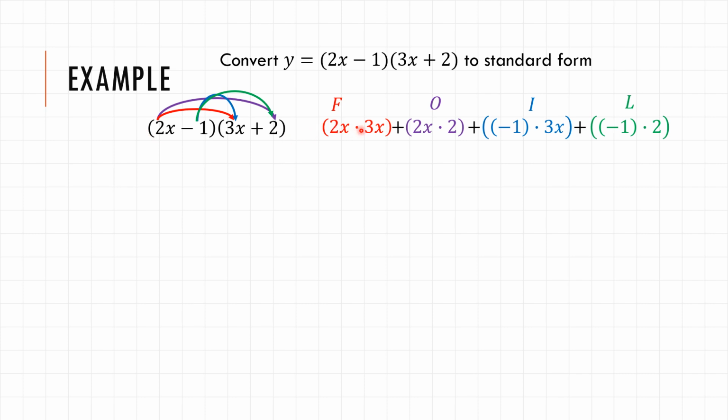2 times x times 3 times x: 2 times 3 is 6, and x times x is x squared. 2 times x times 2: 2 times 2 is 4, times x is just 4x. Negative 1 times 3x is negative 3x, and negative 1 times 2 is negative 2. Notice that these two terms are like terms. 4x minus 3x is x. And so this is standard form. This will give you the same parabola as this right here.